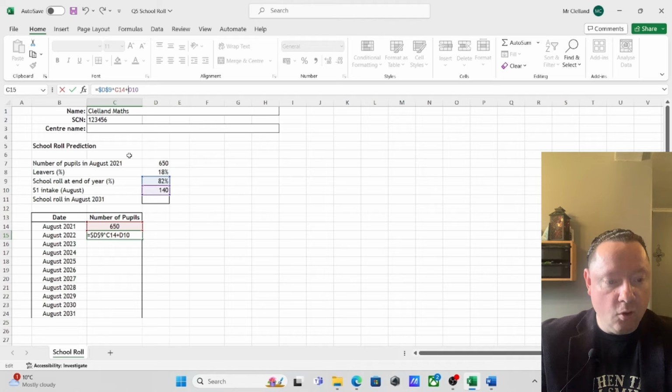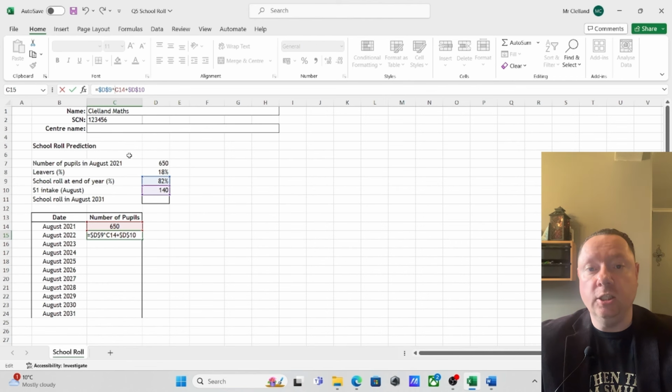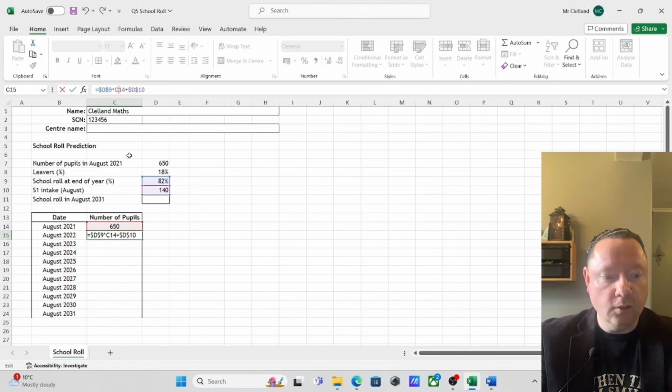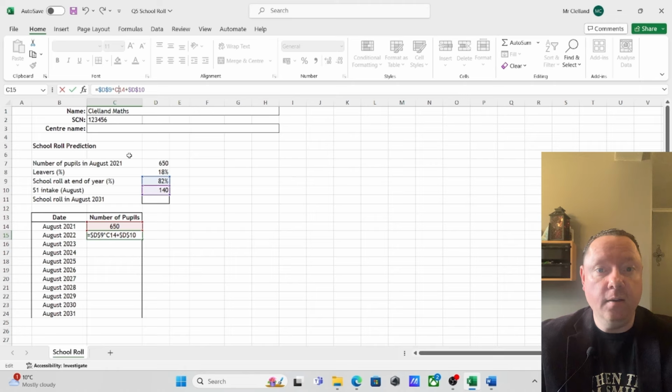And then we've got D10. So $D, $10. And then C14 is fine because we want that to change each time. If it's inside the table, usually you want that to change each time so you don't dollar it. So we've got that to start with, and that would be fine, but we're not rounded. Have a look at this.